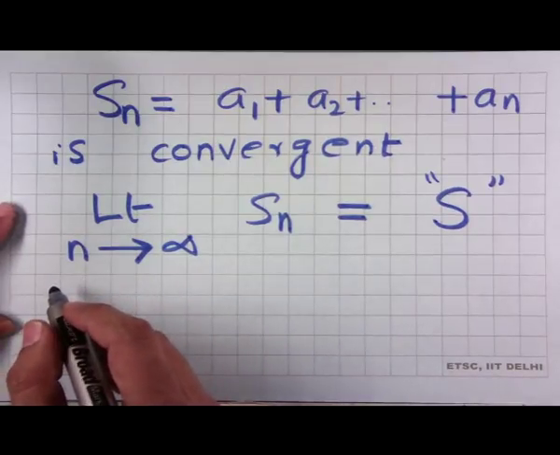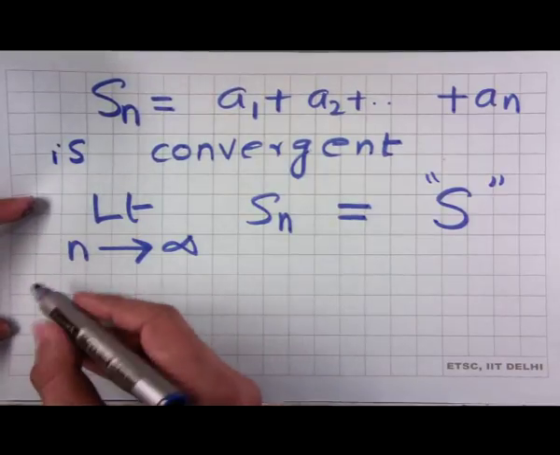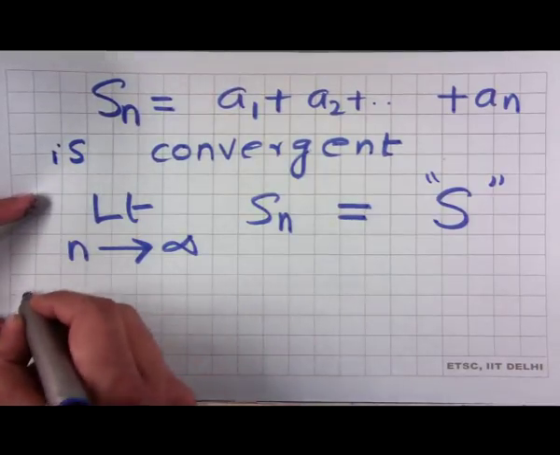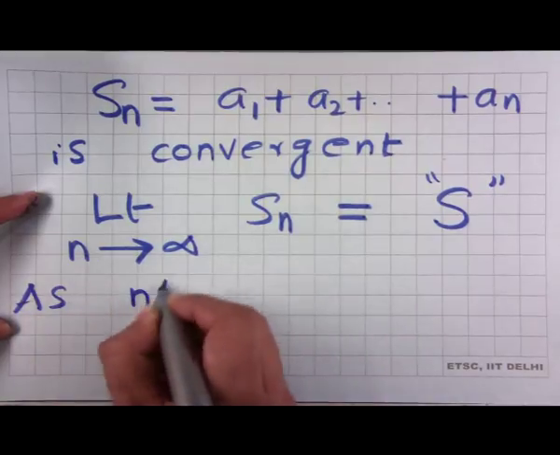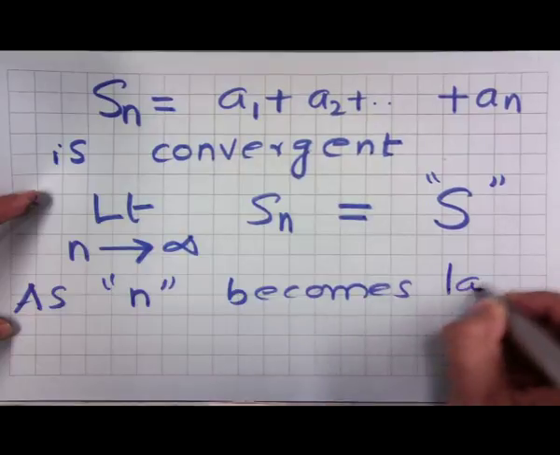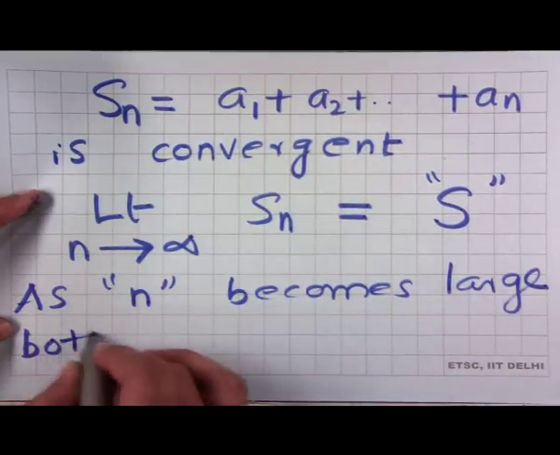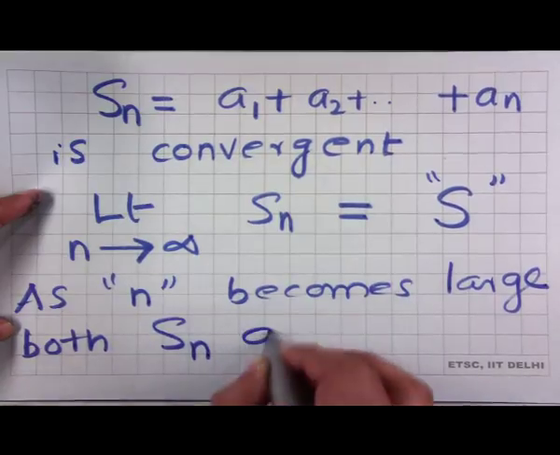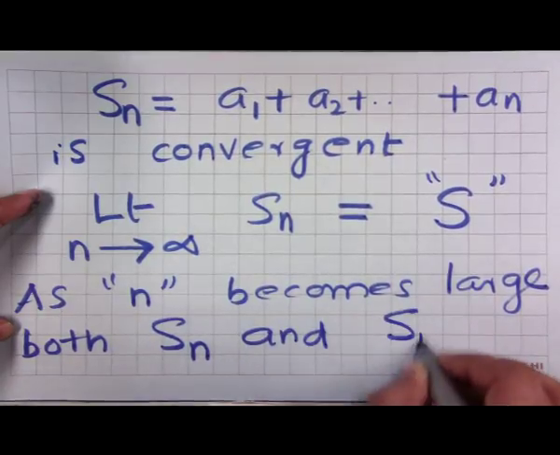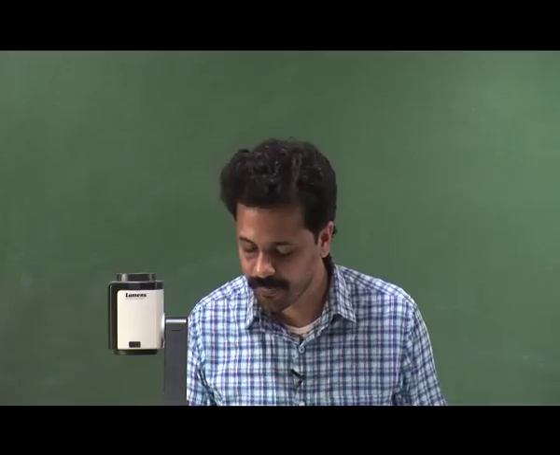This should give you that as n becomes larger and larger, both Sn and Sn minus 1 are close to S.